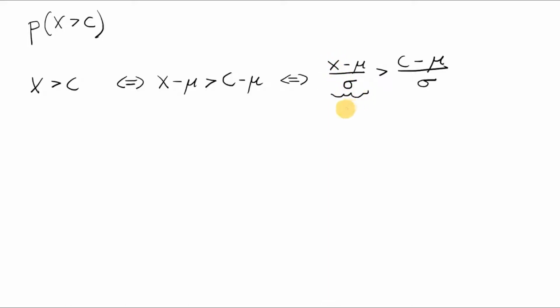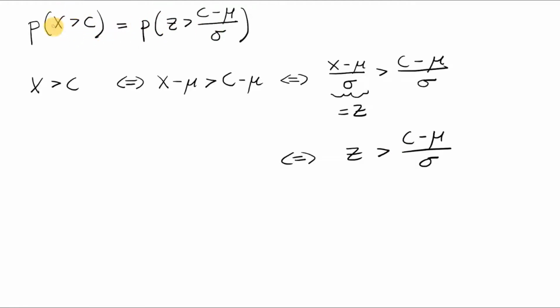So let's call this z. Then we get this inequality. So this inequality is equivalent to this one. So we can replace this one with this. That means that the probability for x being larger than c is the same as the probability of z being larger than this. And this here now we can use the table to calculate.